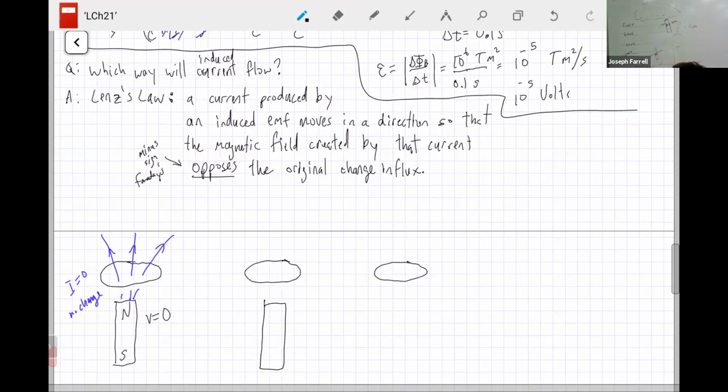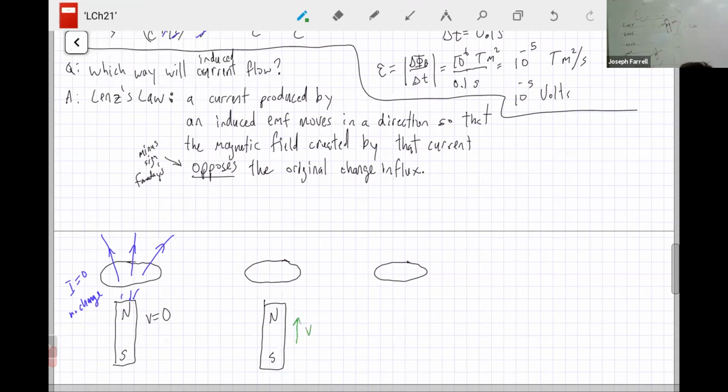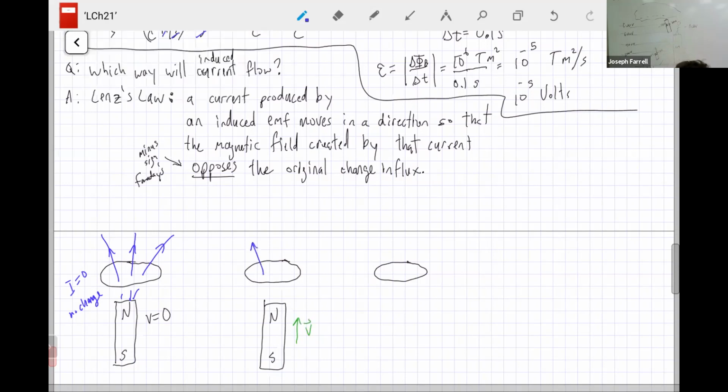So what happens when the magnet is actually moving? Let's start moving this magnet towards the loop. Well, my magnetic flux is going through the loop upwards, and now here's the thing, it's increasing. And so the idea is this opposes. So there's going to be an induced current. Which way does the induced current flow? The induced current is going to flow in a direction so that the magnetic field created by that current opposes the original change in flux.